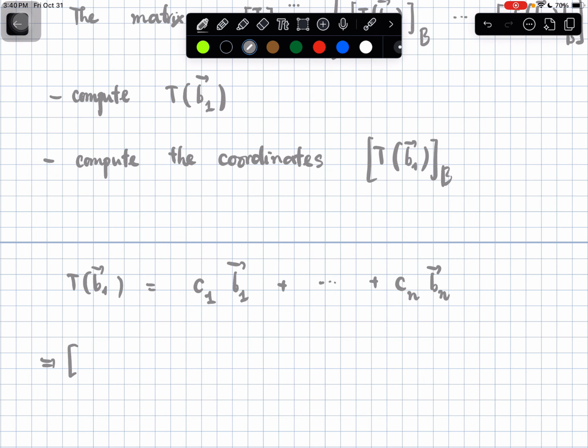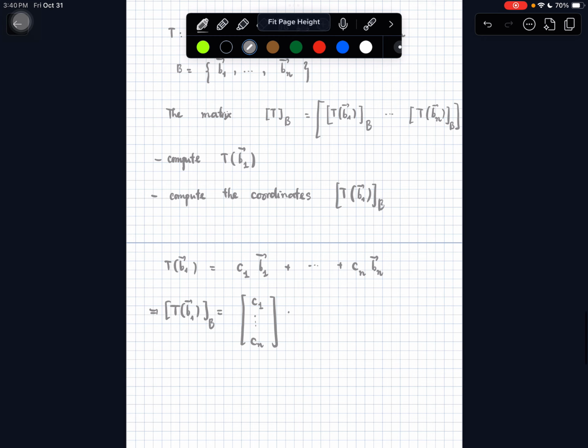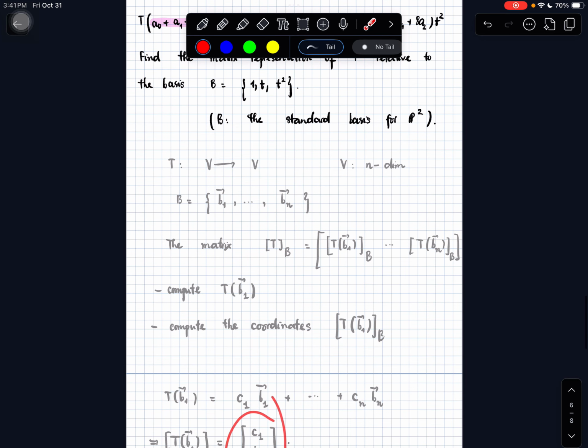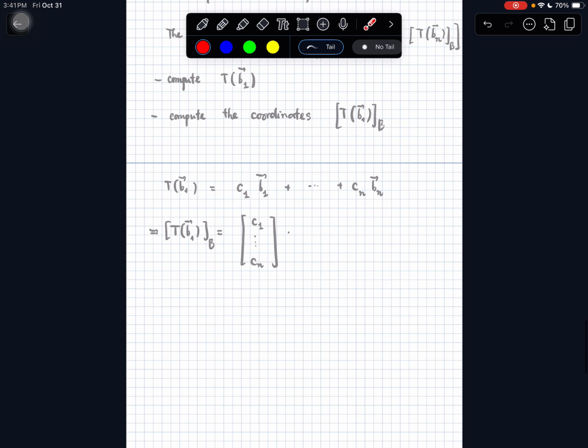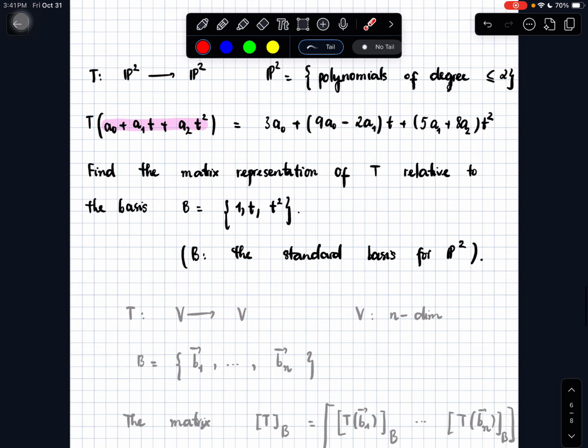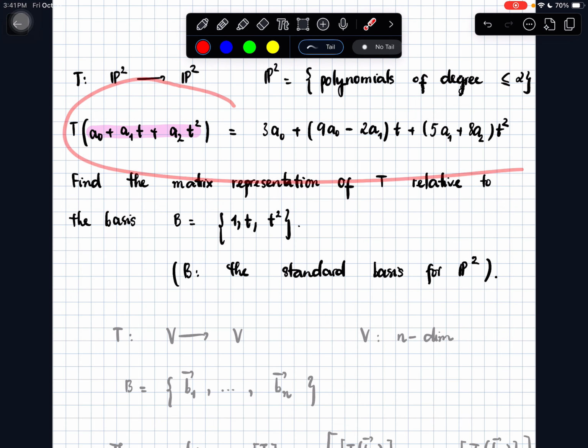Then the coordinate of T of b1 relative to B is just the coefficients c1 up until cn. And then you put this in the first column. You do the same thing up until the last column and you are done. So that's how we do it. In our case, they give us the transformation. Now let's do it for this specific standard basis.